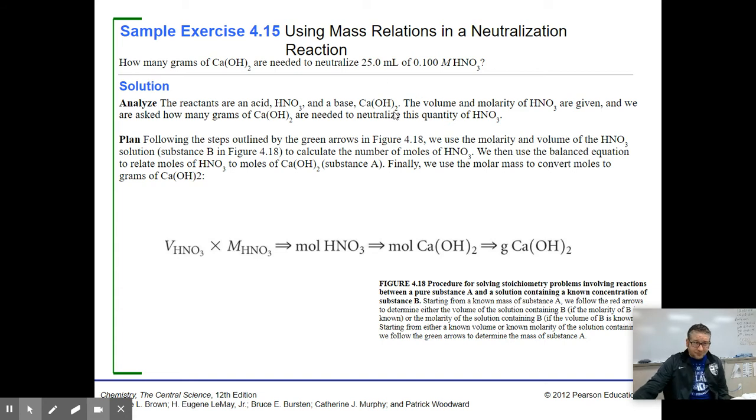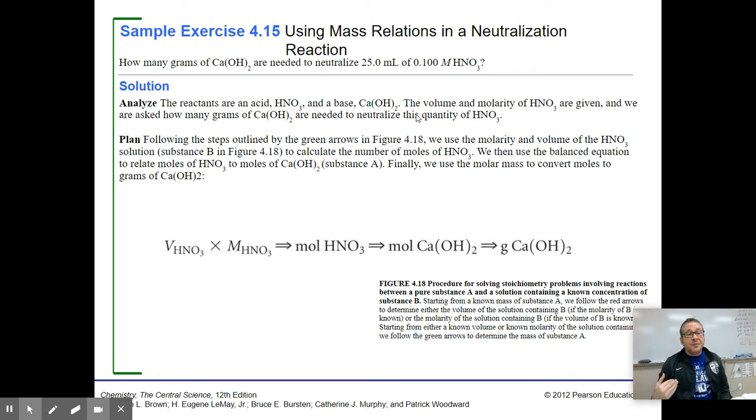So we need to first determine how many moles of our substance A, which is nitric acid, because that's what we know, how many moles do we have present? And we're going to use the molarity equation and rearrange it to solve for moles. But remember that molarity must have the volume of solution in liters, okay? So we have to convert 25 milliliters to liters.